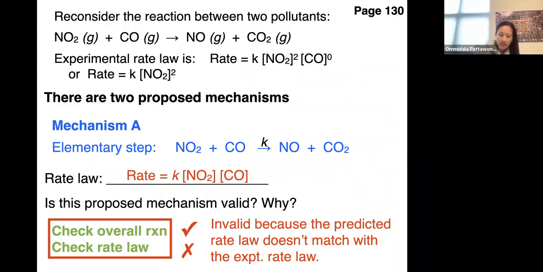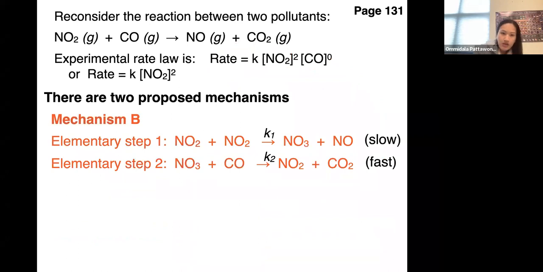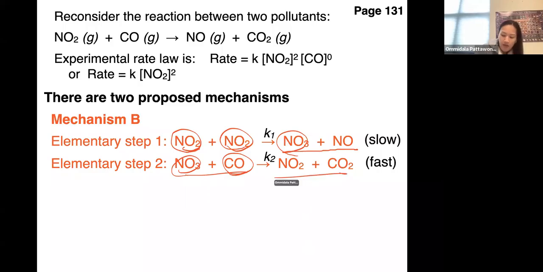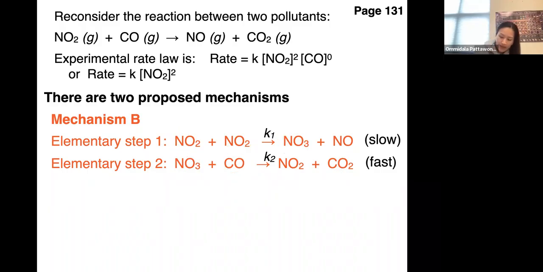Okay, so that means in this case, how the reaction occurs is not going to be just these two combined. Now let's take a look at mechanism B. Mechanism B involves two steps. First, two molecules of nitrogen dioxide collide with each other and produce these two species. Then one of these species reacts with carbon dioxide and produces the product. It also tells us the first step is slow.